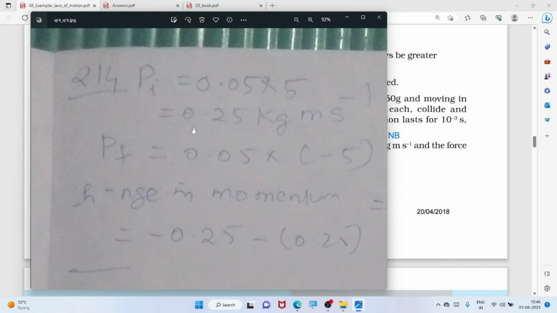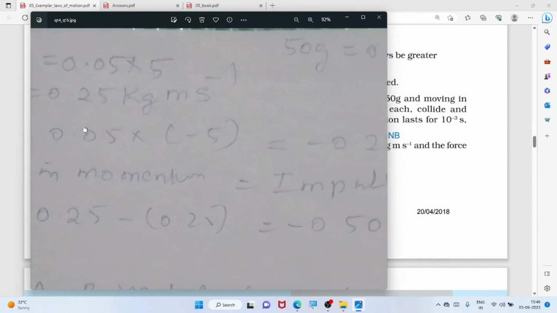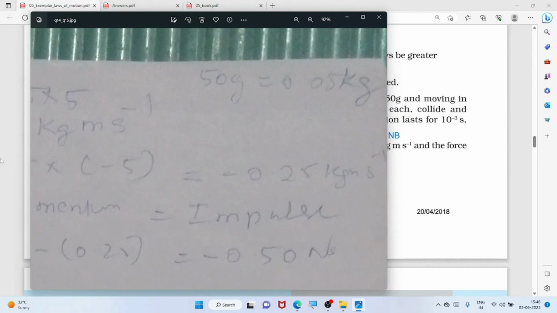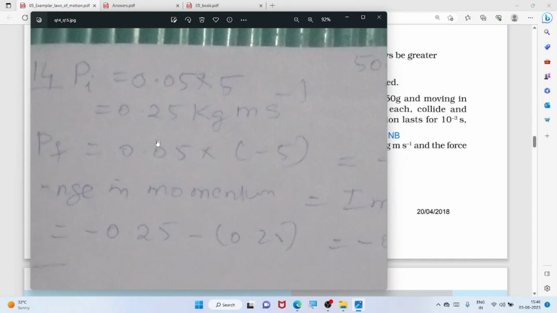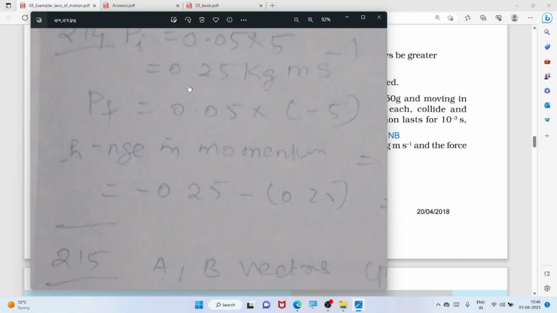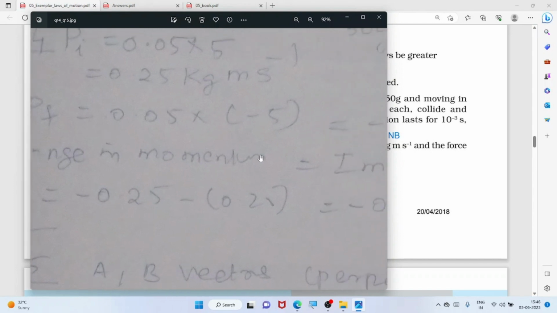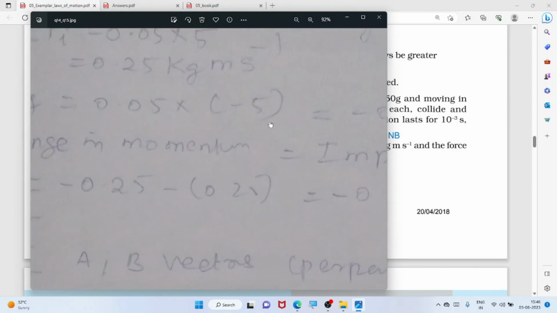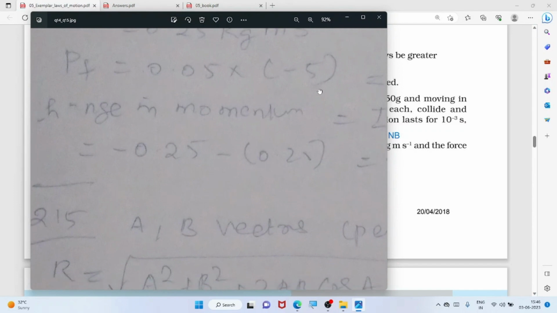Is this the momentum? We are converting 50 gram to kilogram, 0.05. Mass into velocity, so momentum. This is the final momentum: mass into velocity, in the opposite direction, because after hitting, this is the opposite direction.